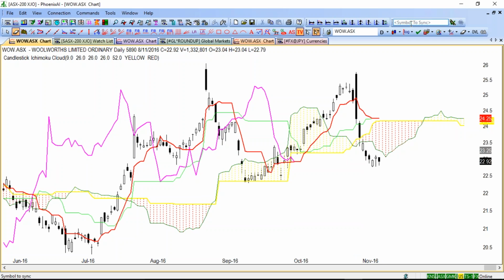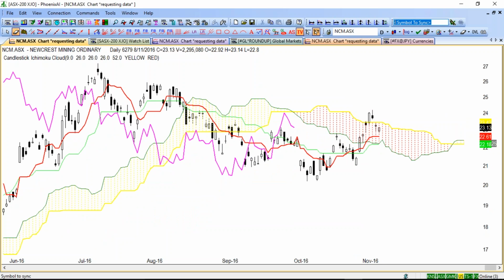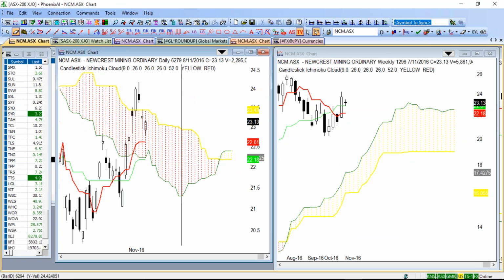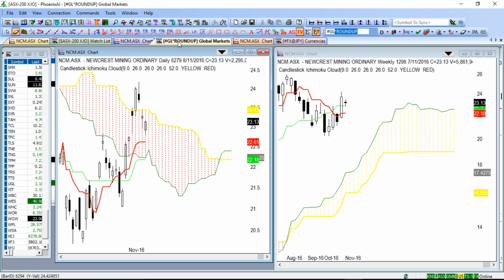Okay, one last one. Newcrest. There's a request there for Newcrest. In fact, I'll finish on this. Before I do Newcrest, let's take a look at gold.